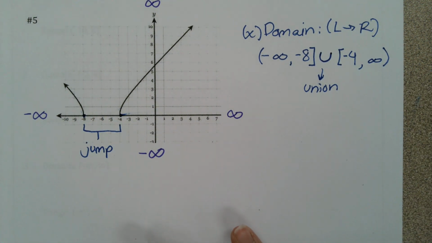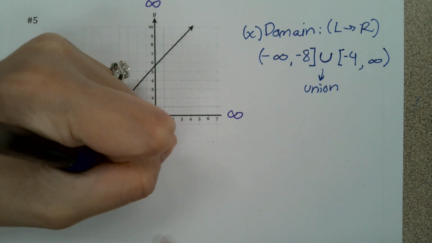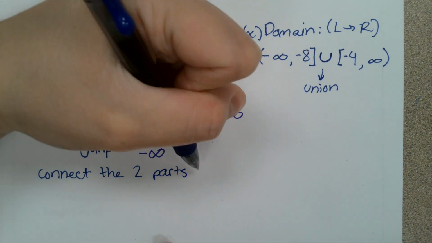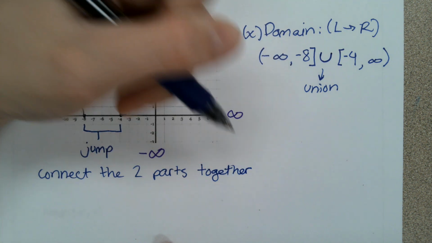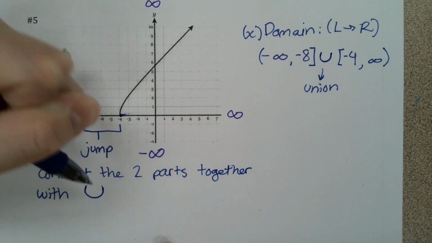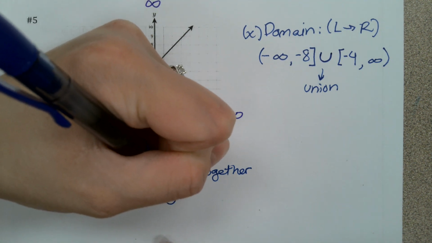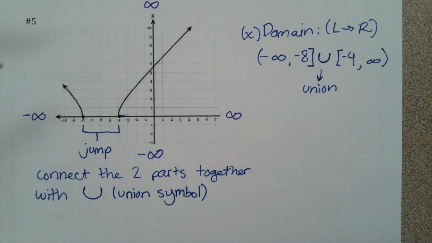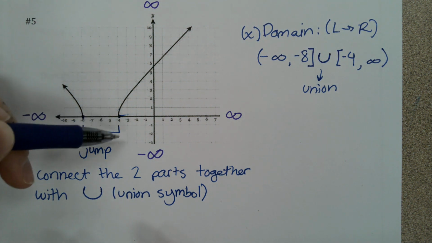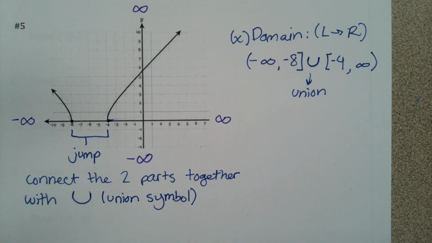So just to add a little bit more context, when you have this jump, connect the two parts together with this exaggerated U, and this is the union symbol. That's all you do. And it's kind of ironic. That's what I kind of did when I showed you this jump here. Connected the two. Kind of looks like that U. Same idea. That's all you have to do to write that.